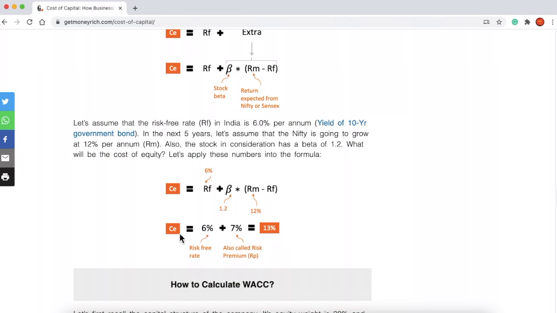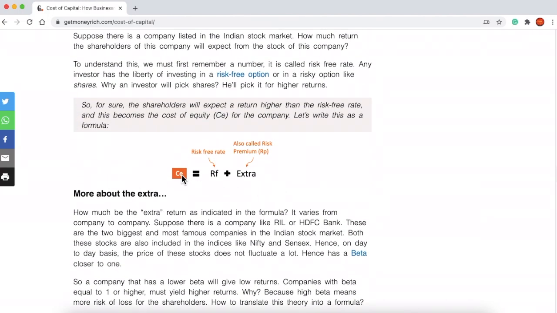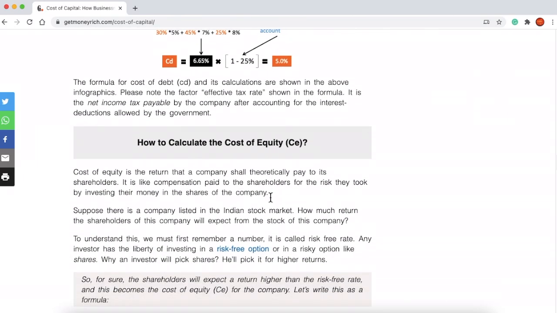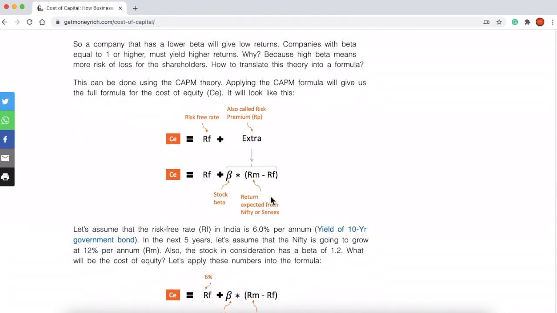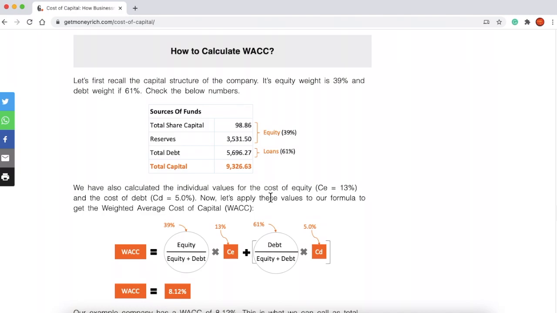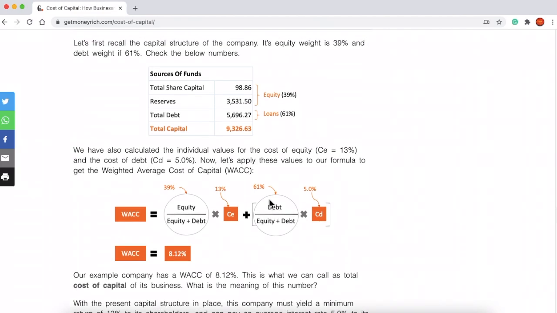So again, we have two values now. Cost of equity is 13%, and the cost of debt was 5%. Now we will calculate the cost of capital. To calculate the cost of capital, we have to use this formula: WACC is the equity component of the capital into cost of equity, plus the debt component of the capital into cost of debt.